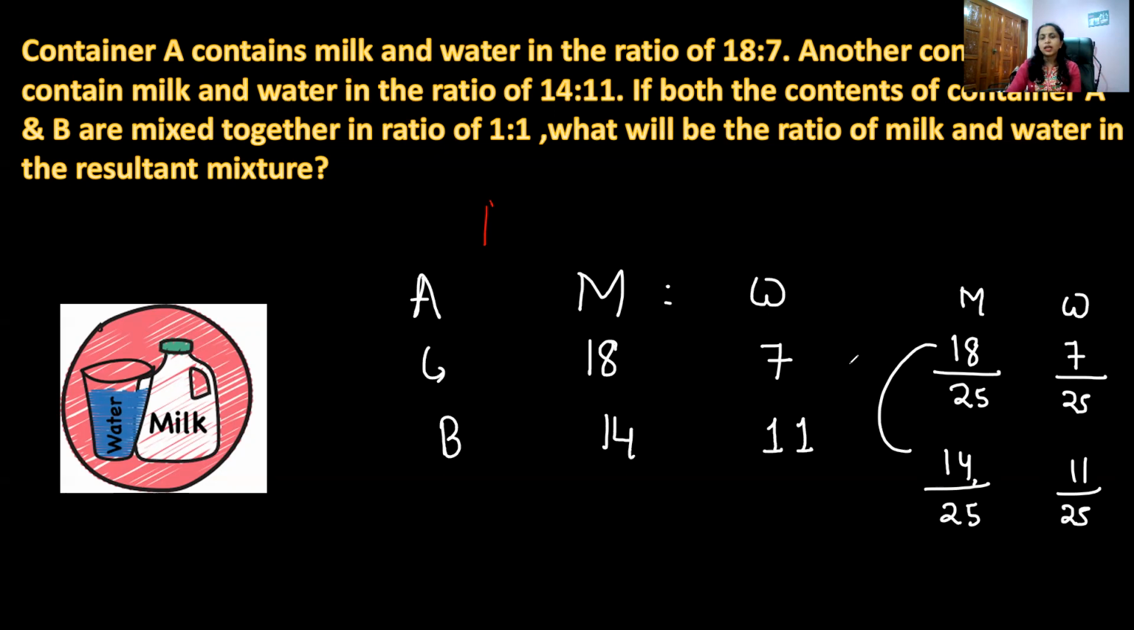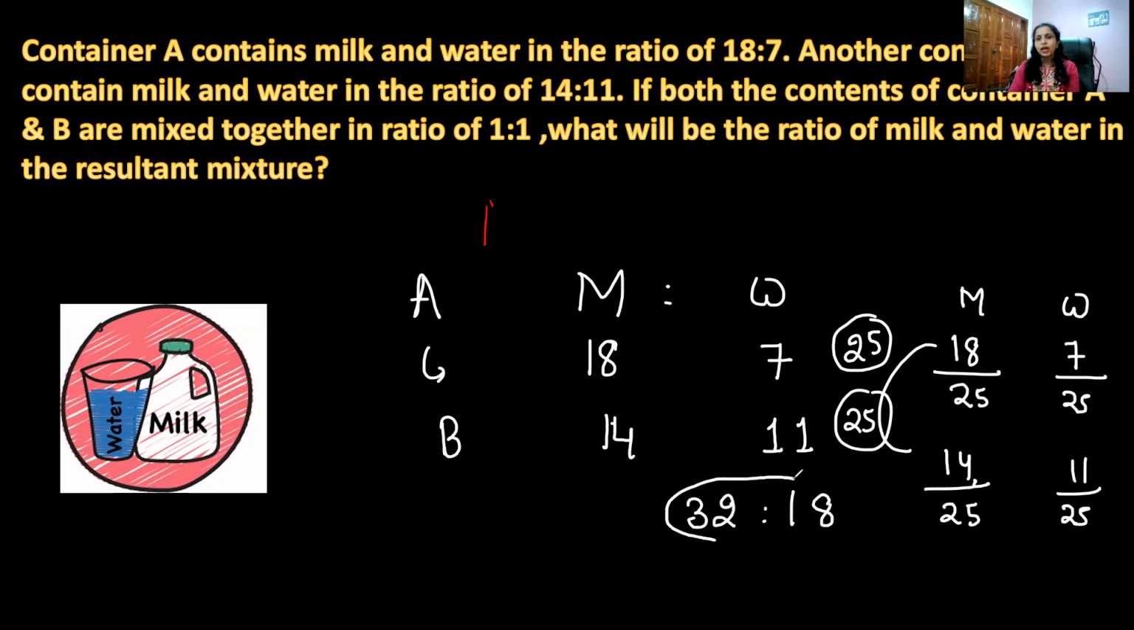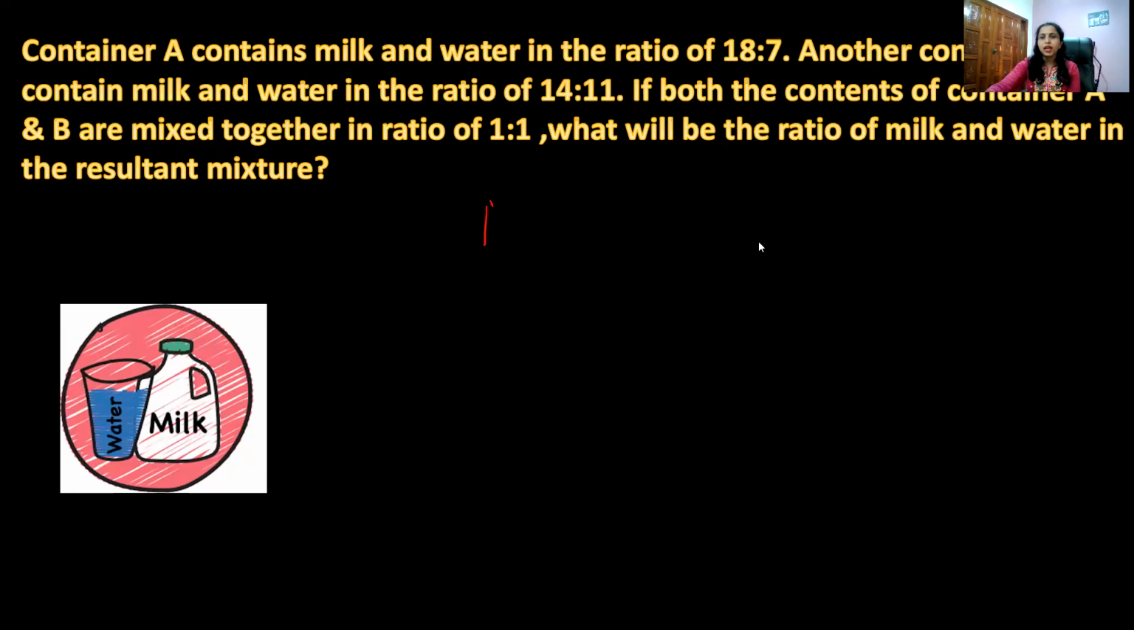But in Olympiad exams or competitive exams, you don't have to show all the steps. Just count here: 18 plus 7 is 25, and here also 25. So just add 18 plus 14, that gives you 32, and 7 plus 11, that gives you 18, right? So you can directly go for the answer. What will be the ratio of milk and water in the resultant mixture? And see, the answer may be asked in the simplest form, so you can just simplify it. As easy as this, you can easily get the answer.